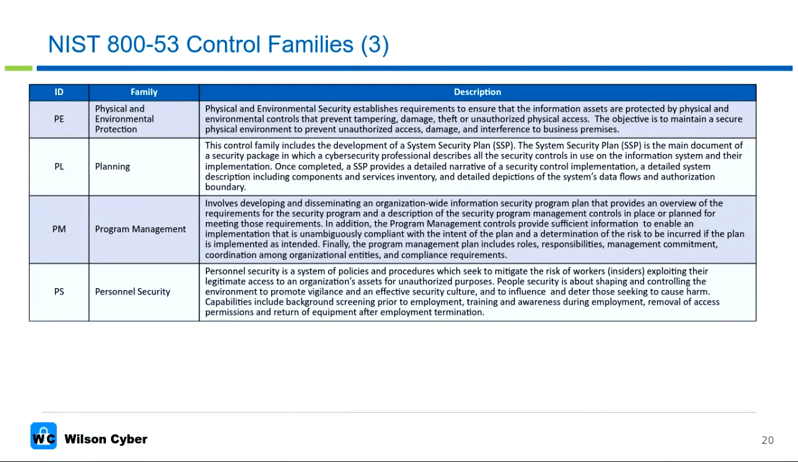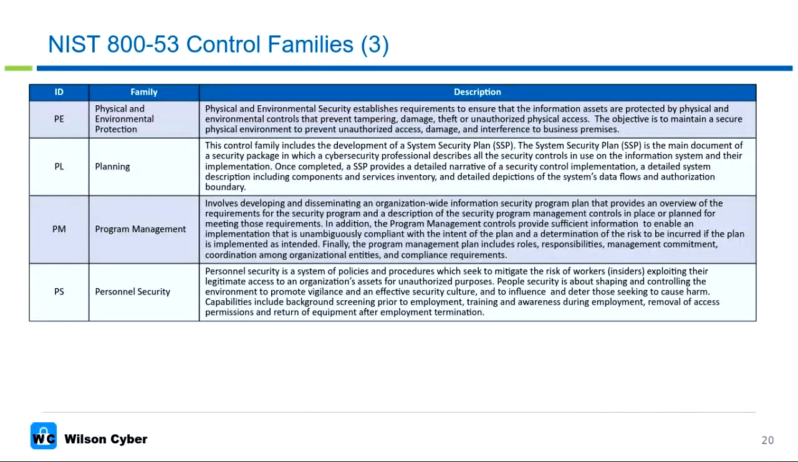Planning involves the development of a system security plan. The system security plan is the main document of a security package in which a cybersecurity professional describes all the security controls in use on the information system and their implementation. Once completed, a system security plan provides a detailed narrative of a security control implementation, a detailed system description, including the components and service inventory, and a detailed description of the system's data flows and authorization boundary.